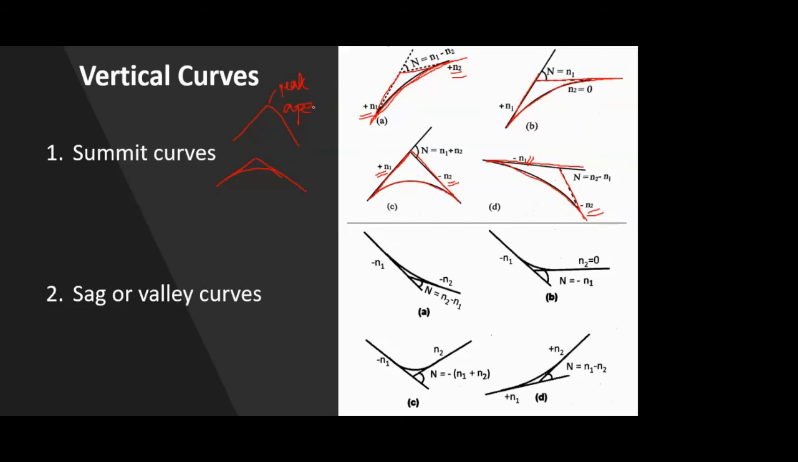A curve which is in this form is called a summit curve, and the opposite of this is a valley curve or a sag curve. If you have a steep down gradient and a mild down gradient, then whatever curve is formed is a valley curve. A down gradient and a zero gradient, so again you have a valley curve. A down gradient with an up gradient, so it's a valley curve.